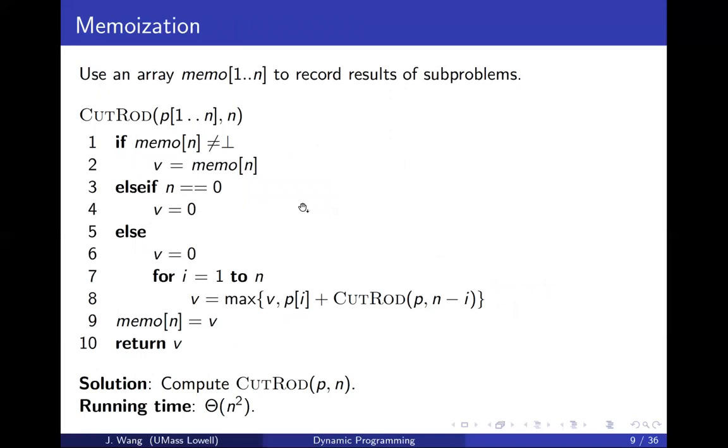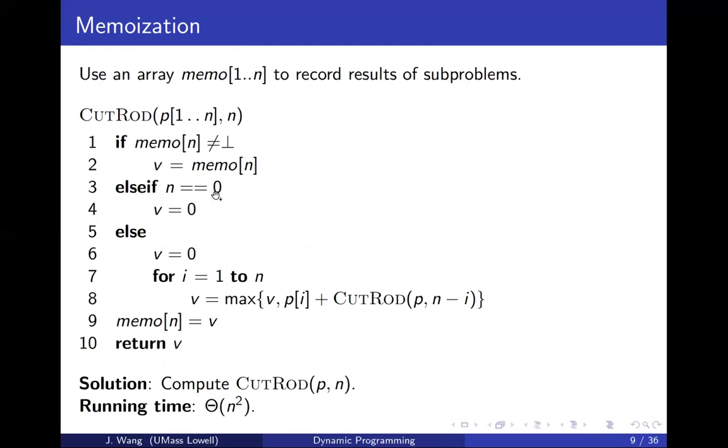Now with this, we can use memoization to record the results of subproblems. Let's call it cut rod. This is a top-down approach. Again, we use a standard approach, memo of n, which is initially all equal to nil. For the given value n, I first check whether memo of n is nil or not. If it is not nil, then I simply return that value, because I have already computed it.